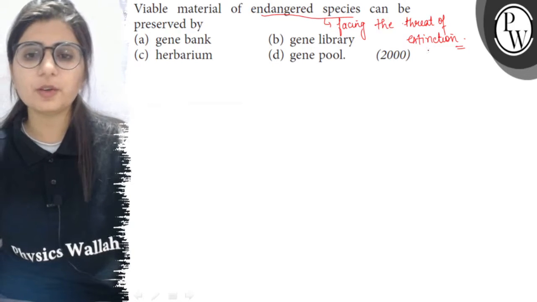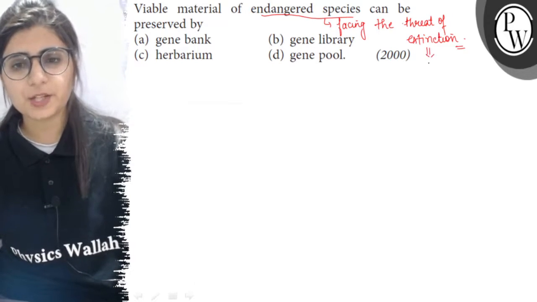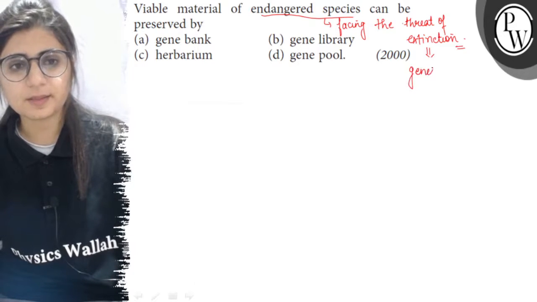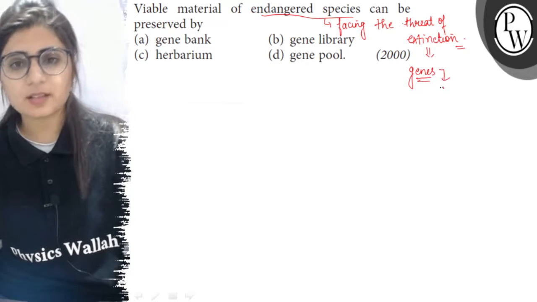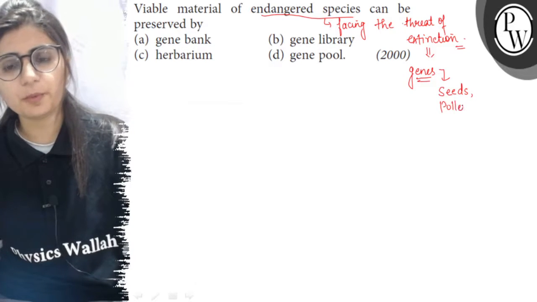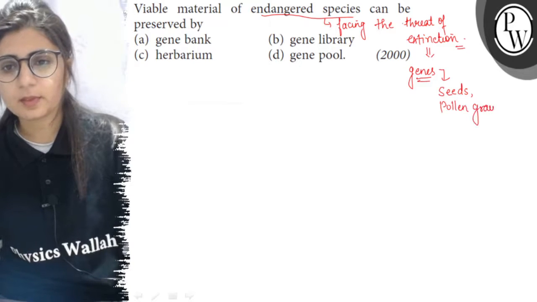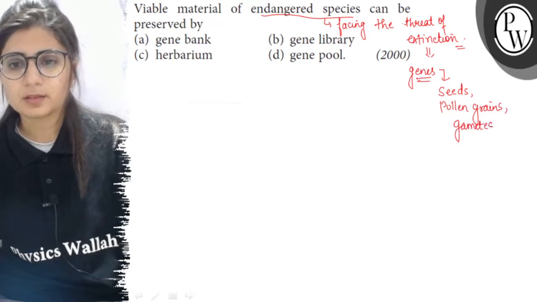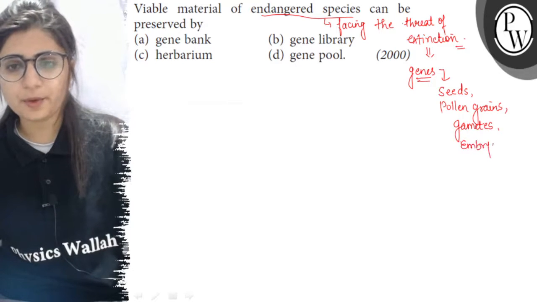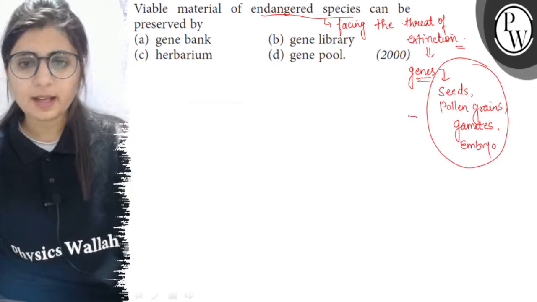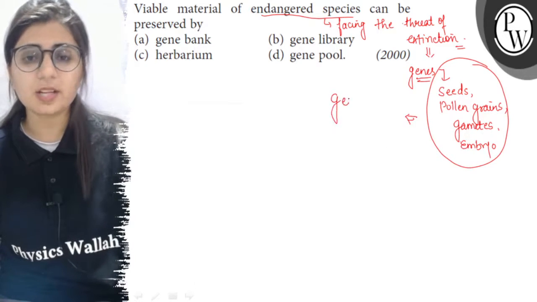Now if you want to conserve the species, then one technique is by conserving its genes, such as conserving its gene in form of the seeds or in form of the pollen grains or in form of the gametes or in the form of their embryos. So these all can be conserved by the technique which is known as gene bank.